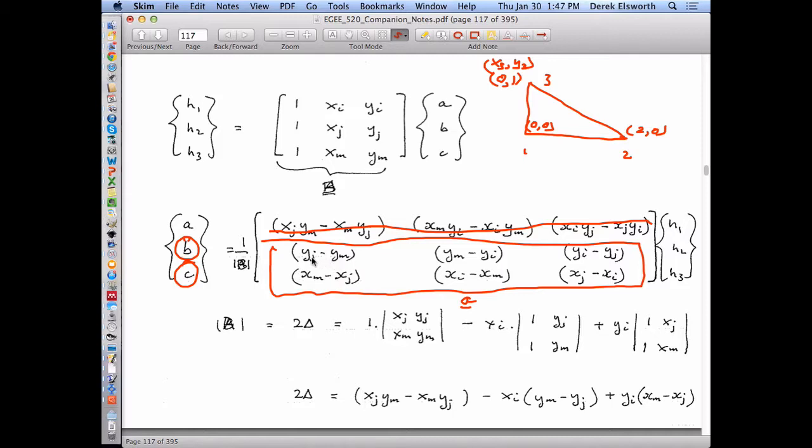So it'll go in here. So y2, so x, which is 0, minus y3, which is 1. So this, I think, should be minus 1. This is y3 minus yi, so y3 is 1 minus 0 equal to plus 1. Yi is 0 minus yj, so I think this is 0.